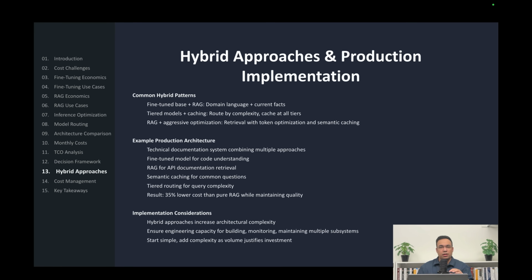Don't just start off with building the most sophisticated architecture on day one. Build what you need right now and then you evolve as you grow. With many of these architectures, you need strong cost management and governance. So let's talk about that next.